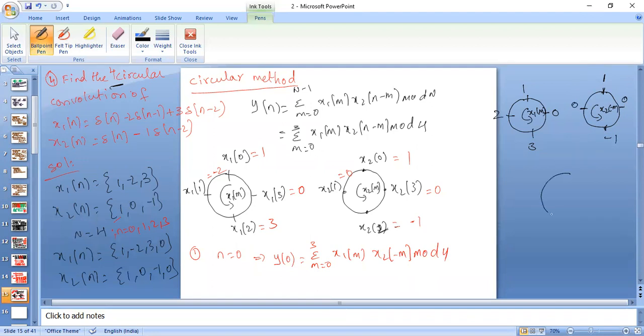Right? Now we want to take x1 of m into x2 of minus m mod 4. So this is 1 into 1, corresponding samples multiply chey. 2 into 0 is 0, 3 into minus 1 is minus 3, 0 into 0, which is equal to 0. So y of 0 is equal to, add all the samples of this, 1 plus 0 minus 3 plus 0, which is equal to minus 2. We need to repeat this process for n is equal to 1, 2 and 3.